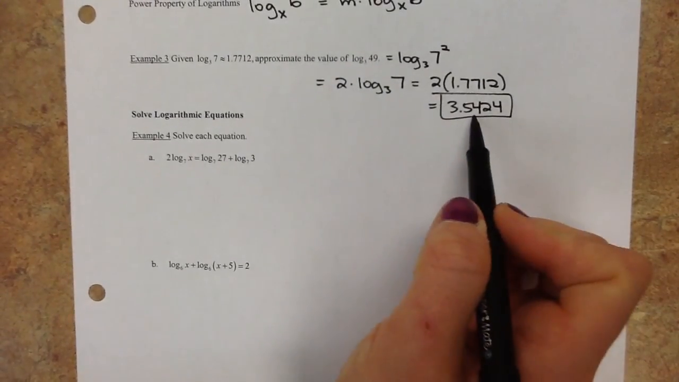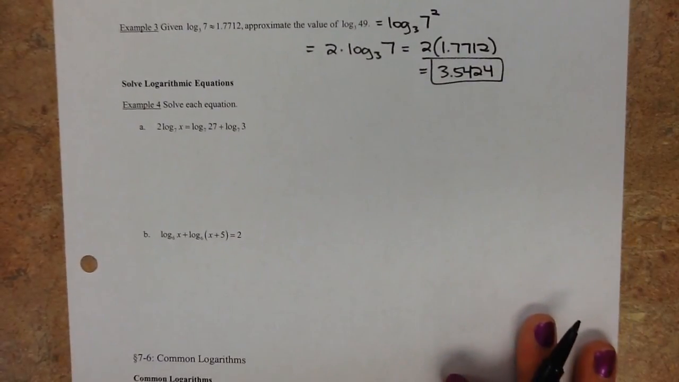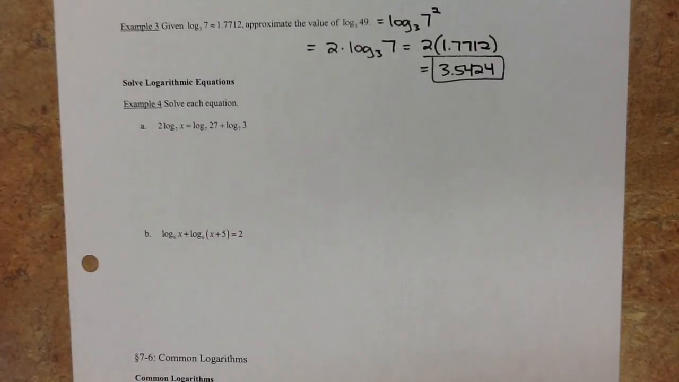So that's why 49 falls somewhere in between a power of 3 and a power of 4. Okay, so our last little section here, we're going to use these properties to solve logarithmic equations.